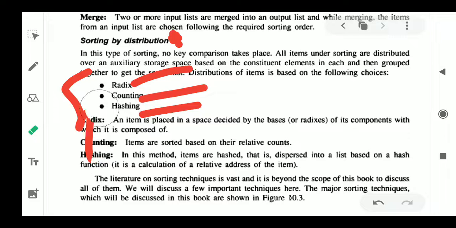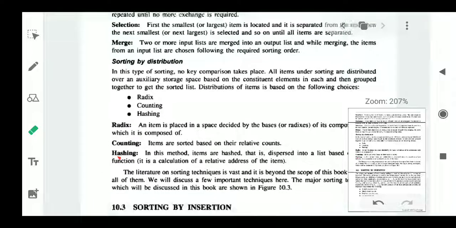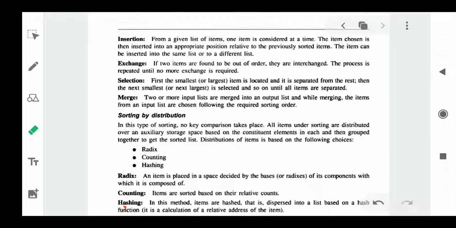The only thing is, in this type of sorting, no key comparison will take place. Comparison sorting is different, as we have seen: sorting by comparison. This is sorting by distribution. Here there are no comparisons with the list of elements. But in sorting by distribution, all the elements will be grouped together to get the sorted list. So here we will look at some examples to understand sorting by distribution as well. So this is about the basics of sorting techniques.